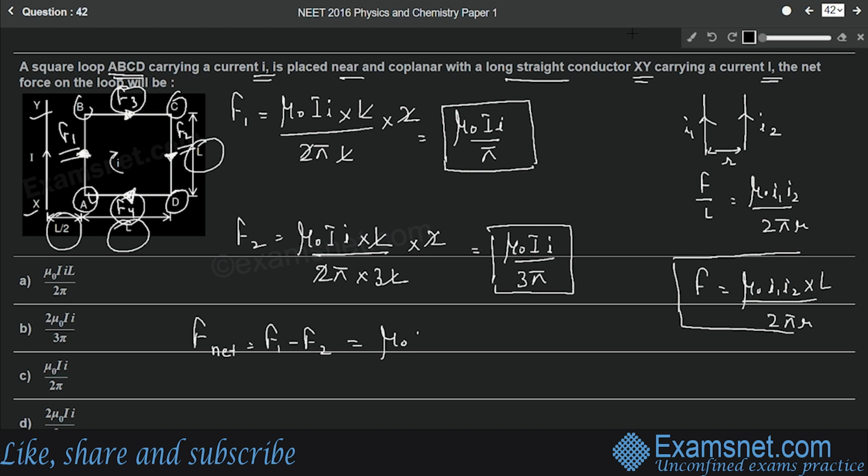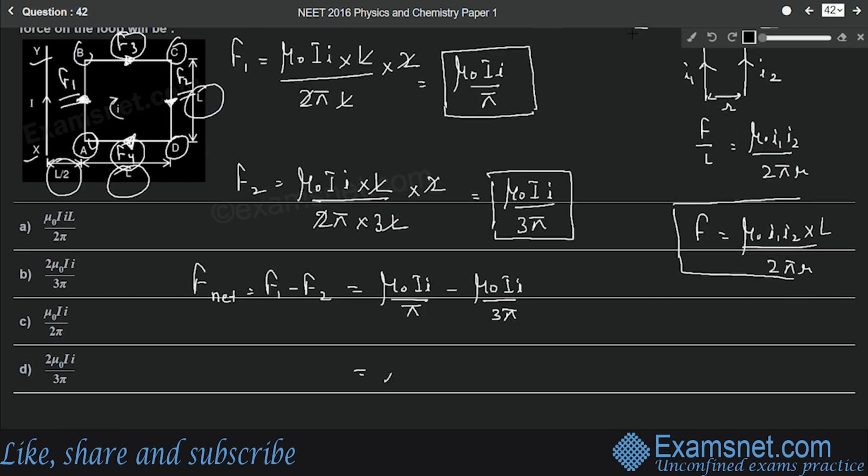So mu naught capital I small I upon pi minus mu naught capital I small I by 3 pi. Now let's solve it further. Mu naught capital I small I by pi can be taken common, and here we'll get 1 minus 1 by 3. So on solving this, what do we get finally? We'll get 2 by 3 mu naught capital I small I by pi. Okay, so this will be the net force.